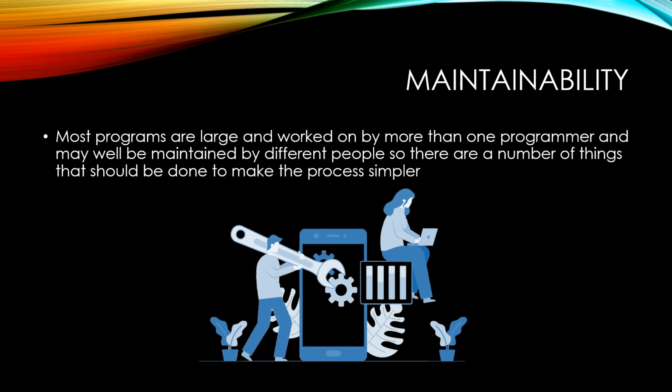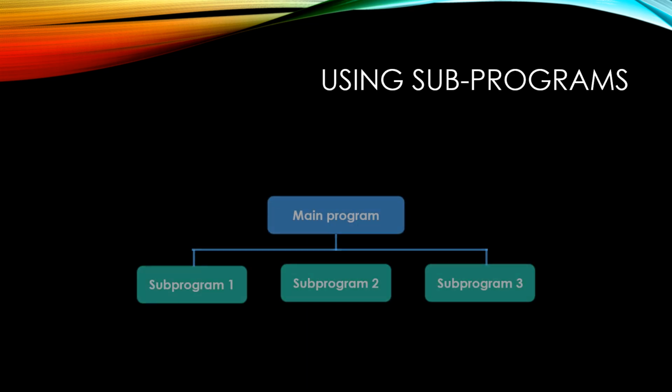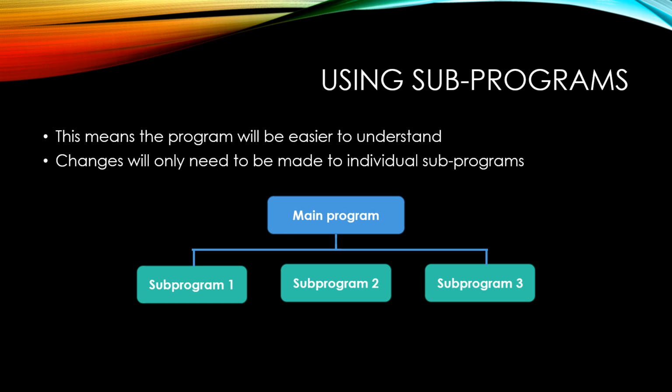Most programs are large and worked on by more than one programmer. They also may well be maintained by different people to the people that wrote them. So there are a number of things that should be done in order to make the process of maintainability much more simple. Using subprograms improves maintainability because it means the program will be easier to understand and changes will only need to be made to individual subprograms.